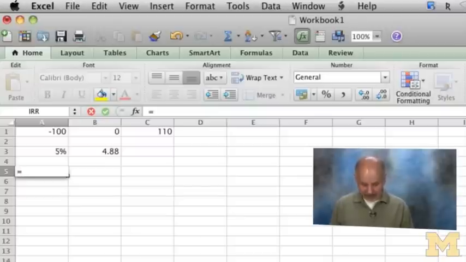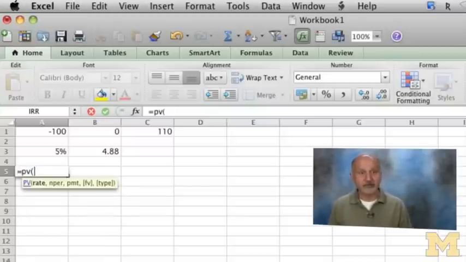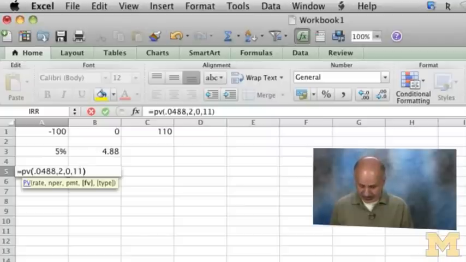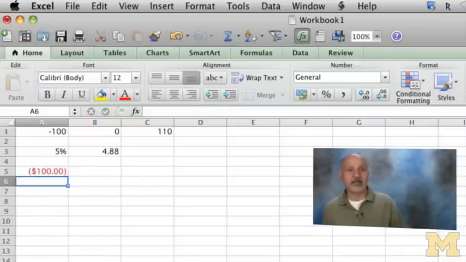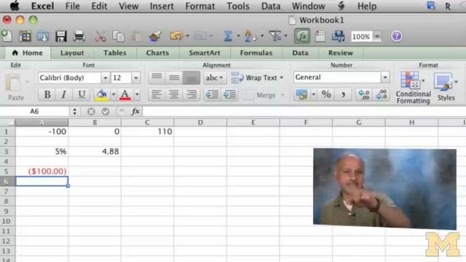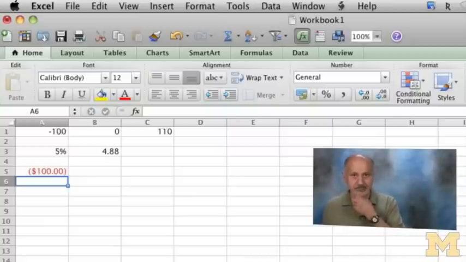Let's take PV of a rate of 0.0488, right? Am I okay here? Yep. Number of periods 2. PMT 0, future value 110. Future value, sorry. 110, exactly 100. So by this I know that 4.88 is the answer and that the decimals are not showing up in the 5% the way it's set up right now.